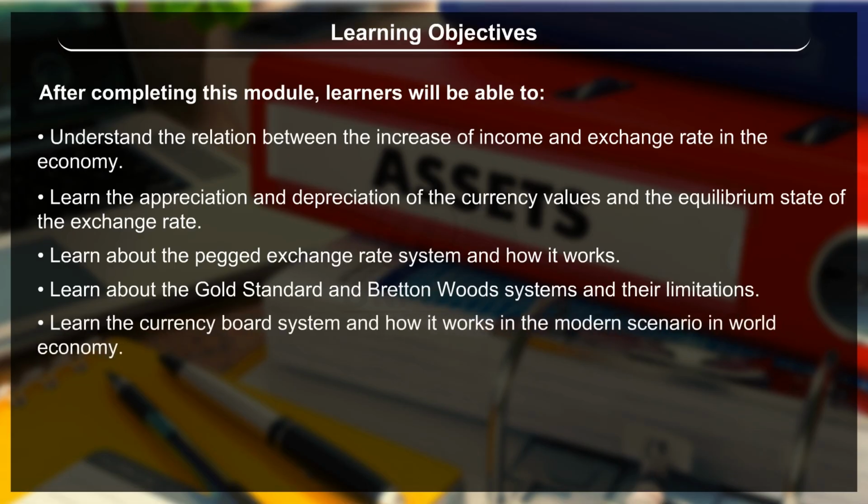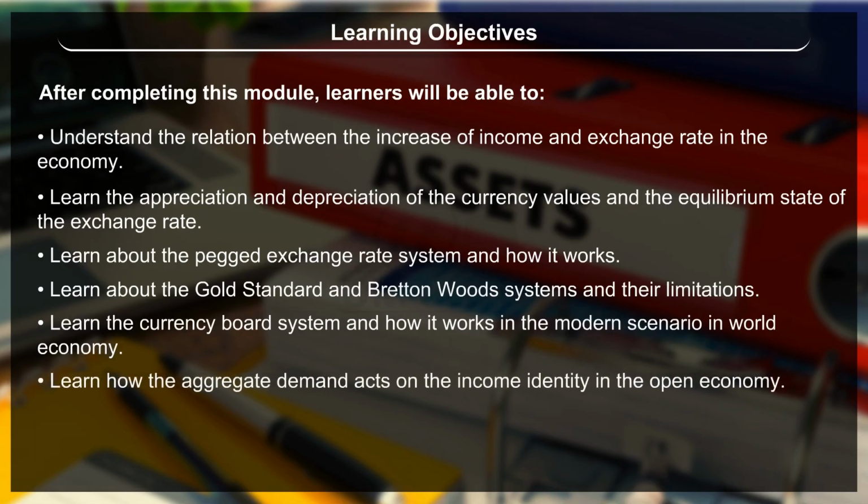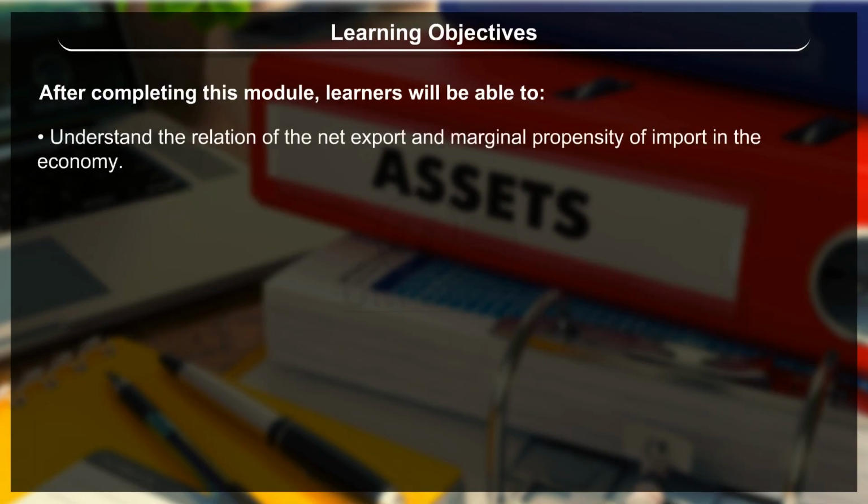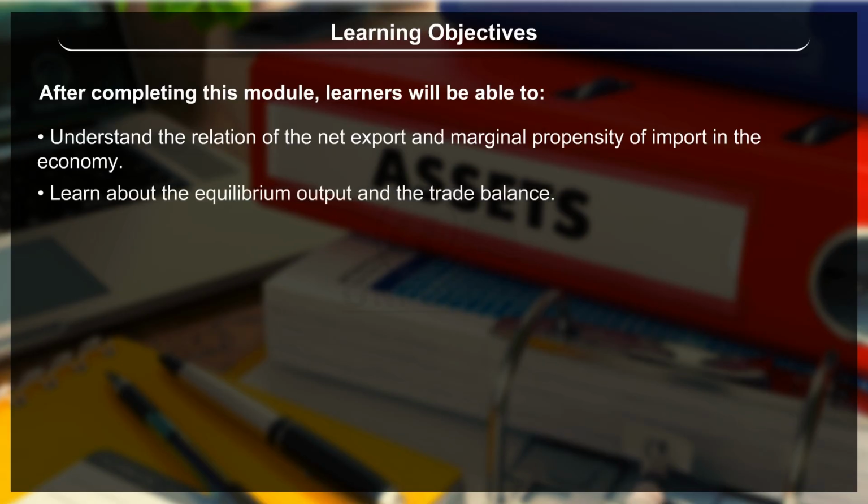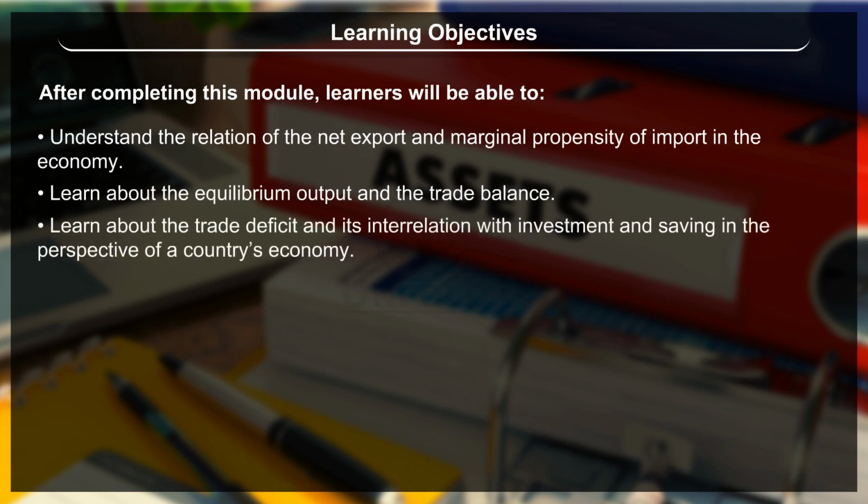Learn the currency board system and how it works in the modern scenario in the world economy. Learn how aggregate demand acts on the income identity in the open economy. Understand the relation of net exports and the marginal propensity to import in the economy. Learn about equilibrium output and the trade balance. Learn about the trade deficit and its interrelation with investment and saving from the perspective of a country's economy.